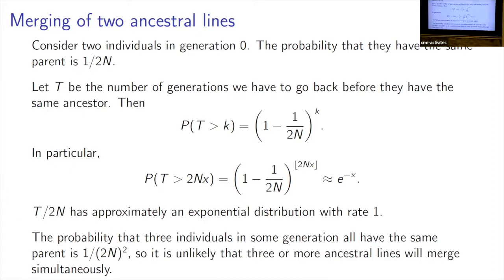Notice also that if we were tracking 3 individuals, the probability that all 3 have the same parent in the previous generation is 1 over 2n squared, which when n is large is much smaller than the probability that 2 out of the 3 individuals have the same parent. And so it's rather unlikely that we're going to see 3 or more ancestral lines merging simultaneously.